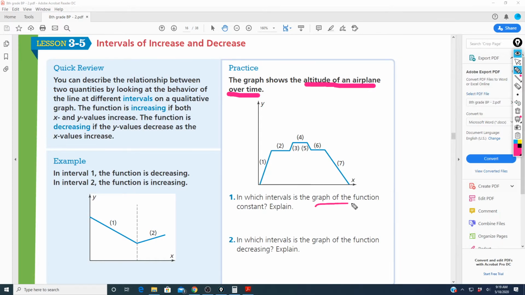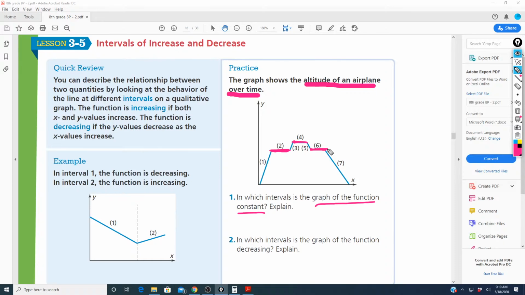Is the graph of the function constant? Constant, meaning flat. If you're in an airplane, which levels are going to be flat? If I'm going flat on an airplane, that will show you that it is not changing in height, right? So it's going to be 2, 4, and 6, because remember, your slope is 0. A constant function is 0.